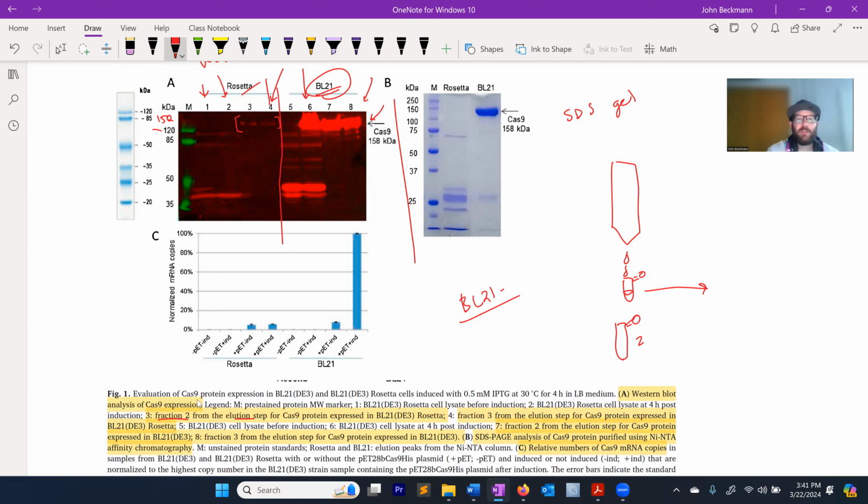So they're doing the Western blot, comparing the Rosetta again to the BL21. The conclusion is exactly the same. You don't really see much of anything of Cas9 in the Rosetta. You see a ton of expression in the BL21. But why even do this?